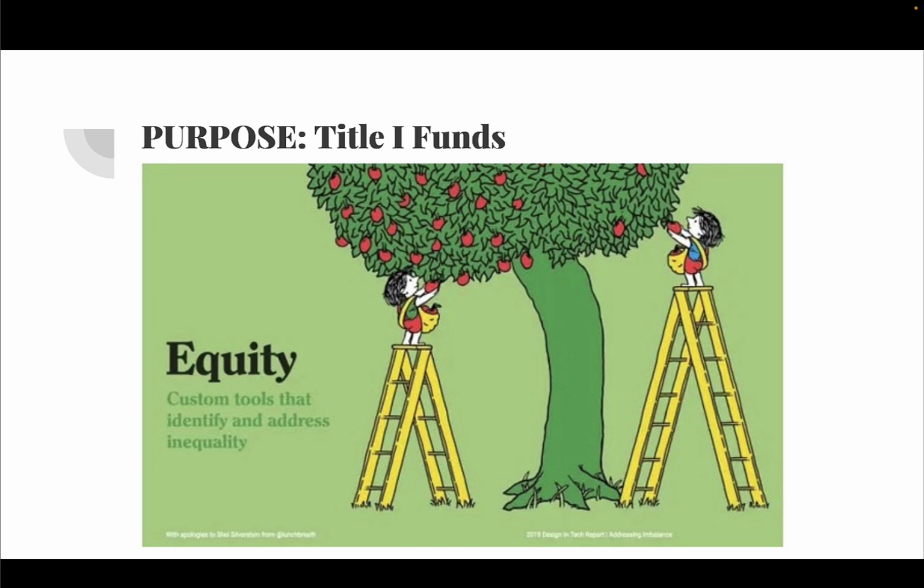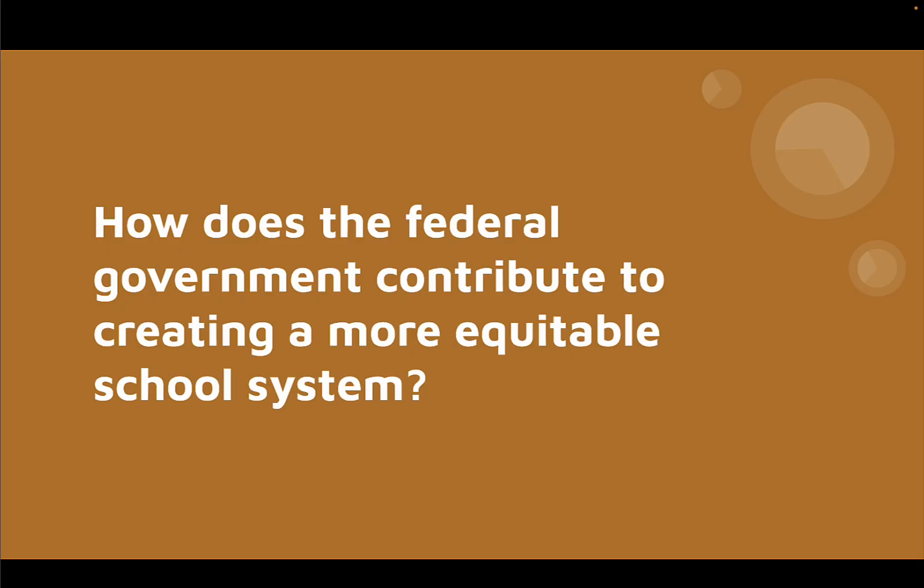But we can put supports in place such that both of the children, regardless of their circumstances, have enough to fill up their satchel. This is the basic idea of what we're doing with Title I funds. Here, Title I funds would represent the ladder intended to support that student's achievement so that they have the same opportunity to fill up their satchel or have their needs met as other students whose need is maybe a little bit different. So we might ask ourselves, how does the federal government contribute to creating this more equitable school system?